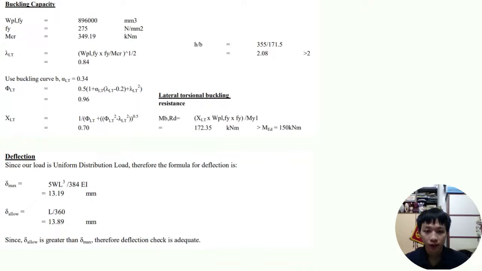Based on the deflection check calculated, the allowable deflection is greater than the maximum deflection of the beam. Therefore, the deflection is adequate for this beam.